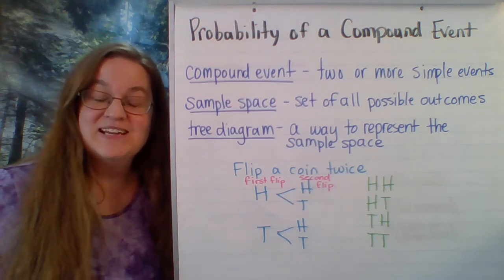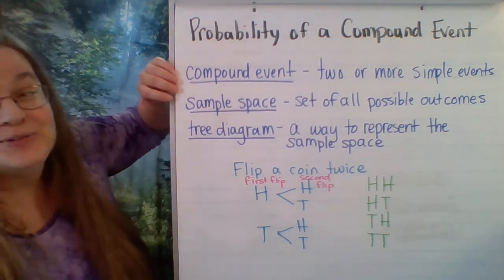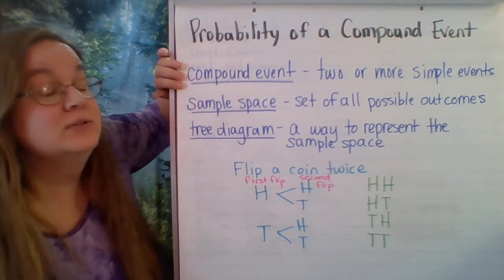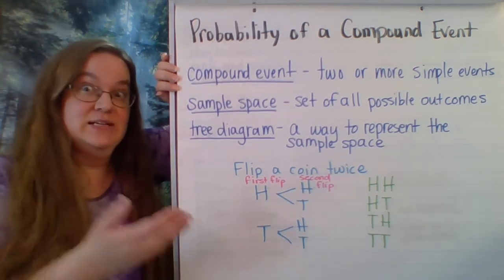Hello, this is Mrs. Brown, and today we're going to talk about the probability of a compound event. So we'll start with some vocabulary. A compound event is two or more simple events. So it's this happening and this happening.